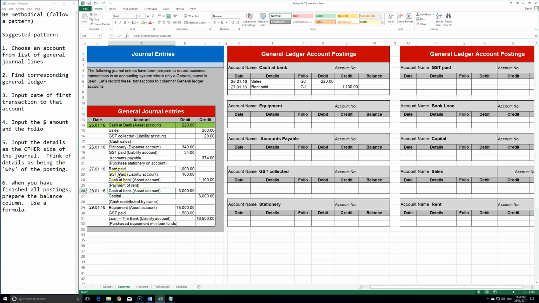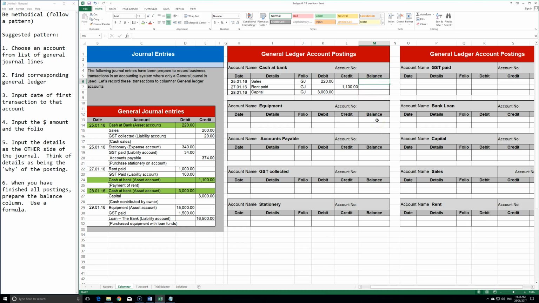Alright, so let's post. Oh, one thing I did forget to do, I forgot to highlight that I had done this line. And now I've got to do the date, the amount, which is a debit of 3,000. General journal is my folio. I can just refer to above. And then it was because of capital. Okay, so that's all of the cash at bank done. Finally, I'm going to do my balance.